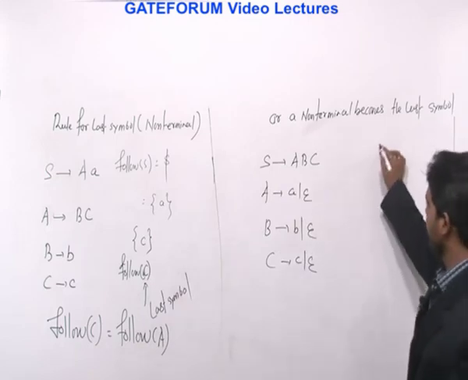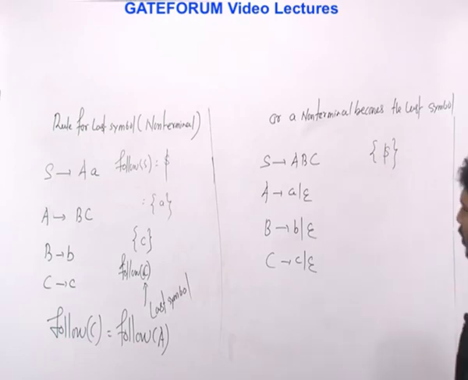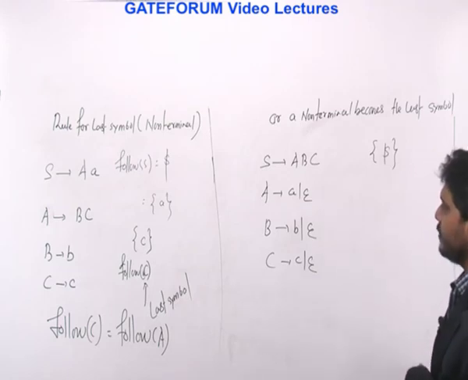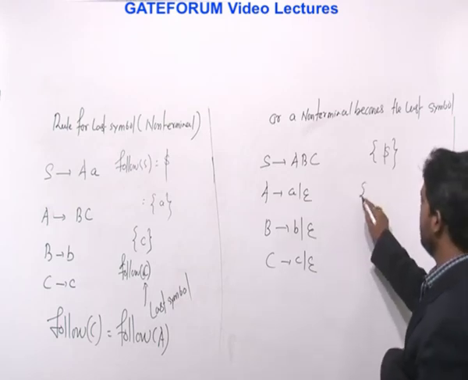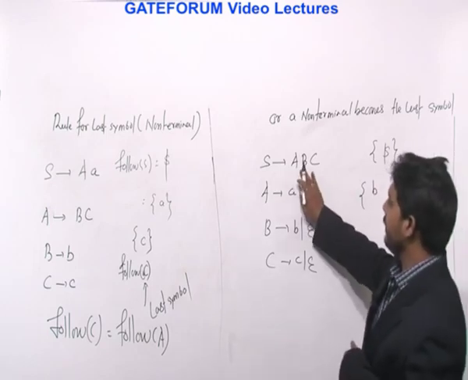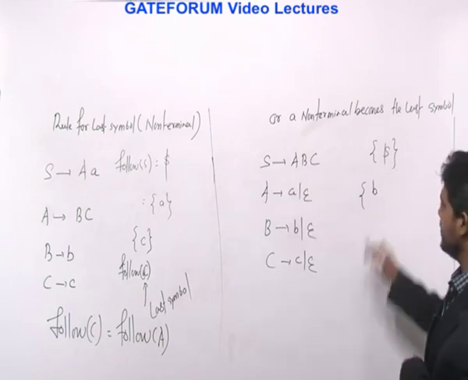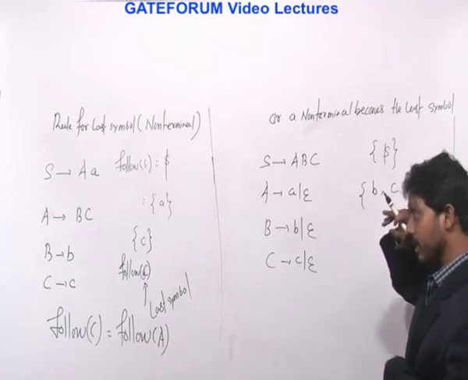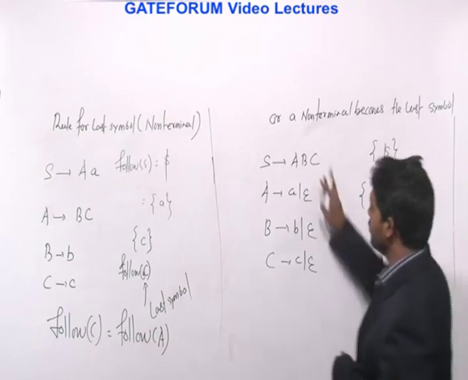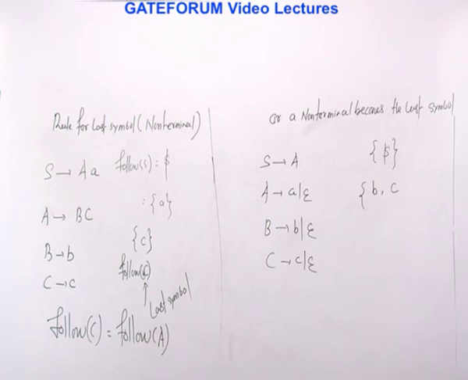Follow of S, the trivial rule, is equal to dollar. Now when we calculate follow of A, A is followed by B. So if A is followed by B, then first of B is small b, and I am done. No, I am not done, because B can derive epsilon. If it derives epsilon, then it will go to the next symbol, C. So first of B and first of C. Why am I going to C? Because B derives epsilon. Now C can also derive epsilon.